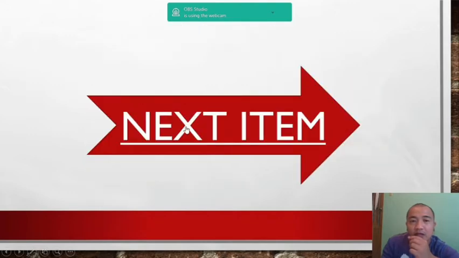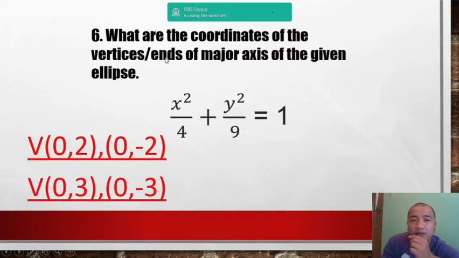Correct. Next item. What are the coordinates of the vertices of the ends of the major axis? This is case 2. So your a is 3. Since this is case 2, it's 0, a and 0, negative a. So, since your a is 3, this is the answer. 0, 3 and 0, negative 3. Right?